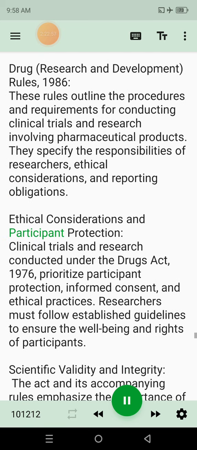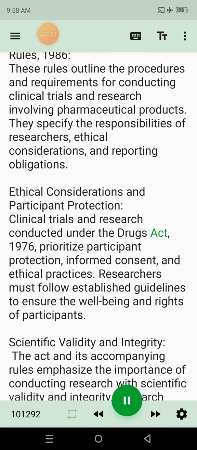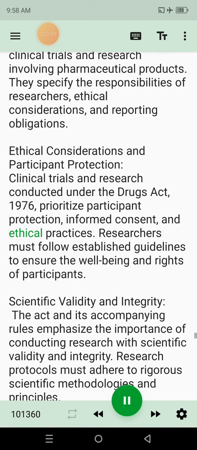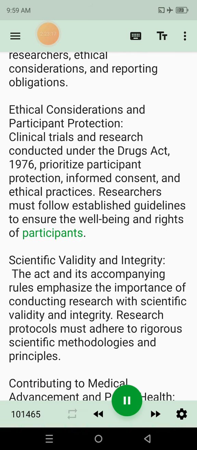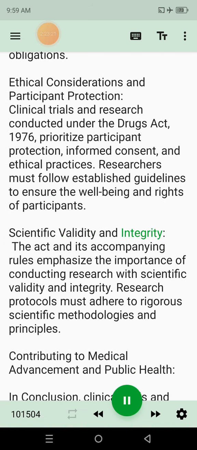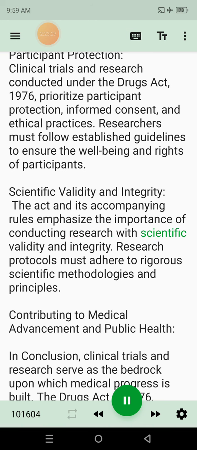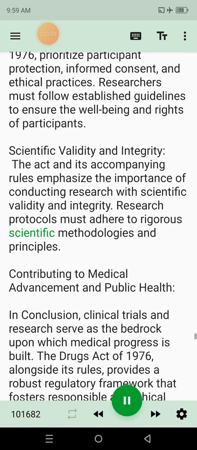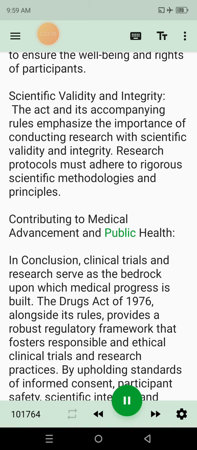Ethical considerations and participant protection. Clinical trials and research conducted under the Drugs Act, 1976, prioritize participant protection, informed consent, and ethical practices. Researchers must follow established guidelines to ensure the well-being and rights of participants. Scientific validity and integrity. The Act and its accompanying rules emphasize the importance of conducting research with scientific validity and integrity. Research protocols must adhere to rigorous scientific methodologies and principles, contributing to medical advancement and public health.